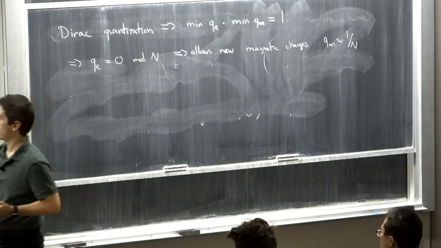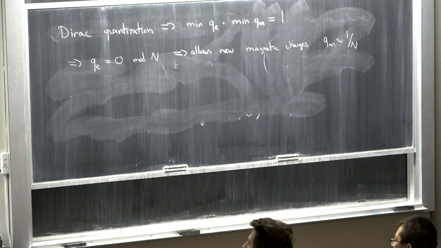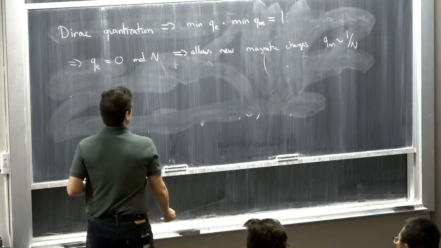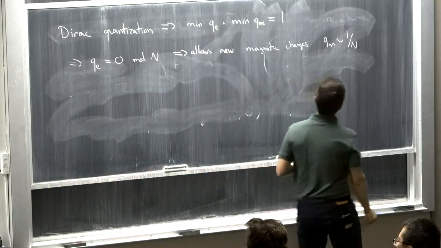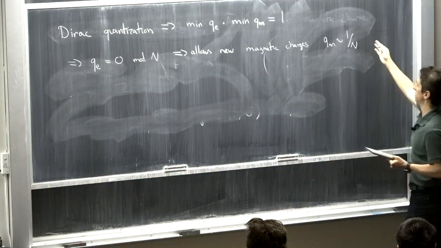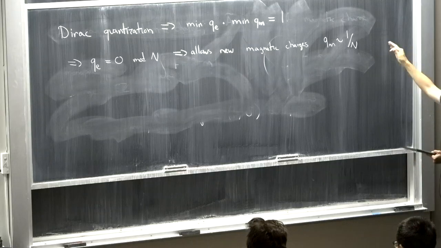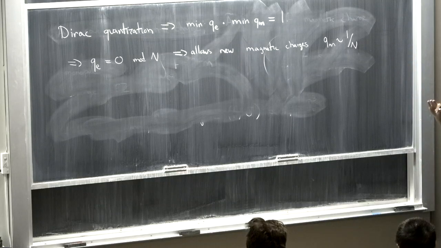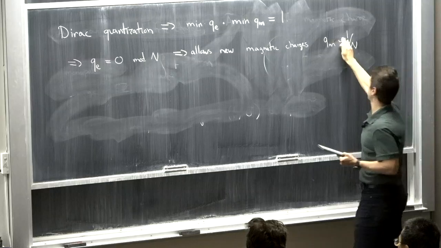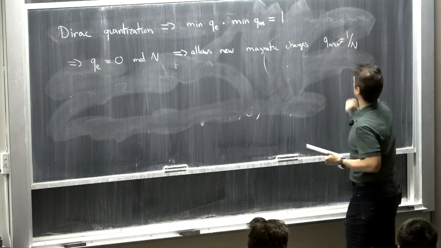This derives this fact. Yes? Why the squiggle? Oh, I just meant that I don't want to write the whole technically precise thing, that they're fractions with denominator n. This is the minimum one, you should say, or q min is 1 over n.